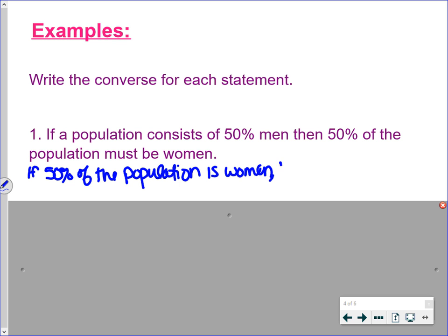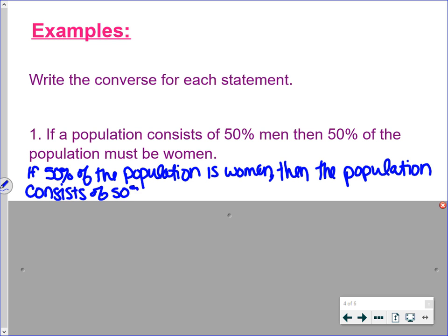So we took our conclusion, we turned that into our hypothesis. Now we're going to write our then and put our hypothesis as our conclusion. So then a population consists of 50% men. Then we'll say the population. So we took the conclusion, made it the hypothesis, took the hypothesis and made it the conclusion.